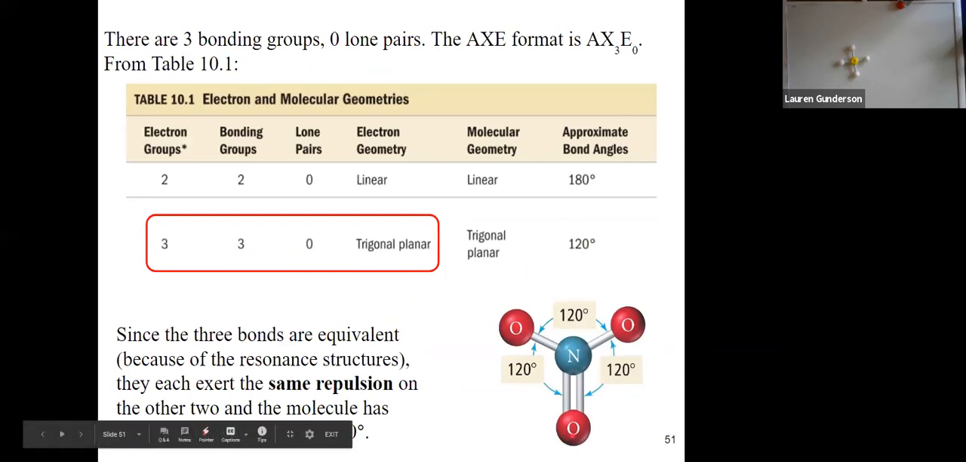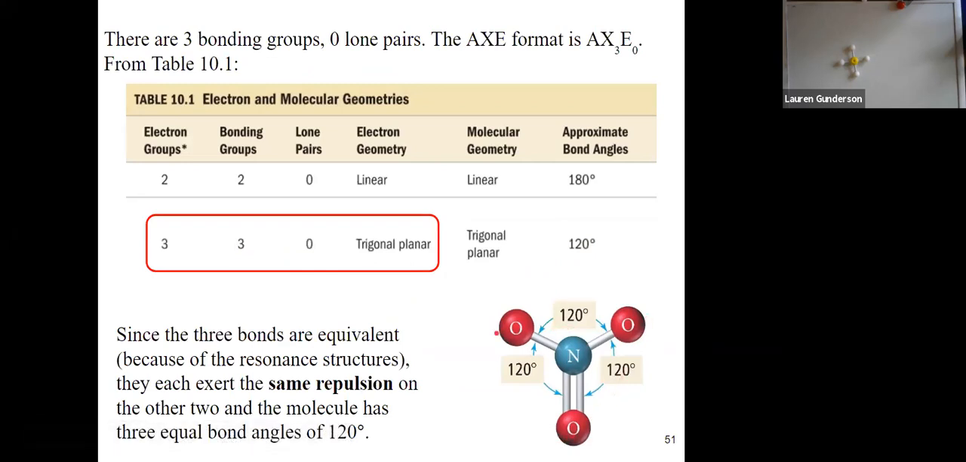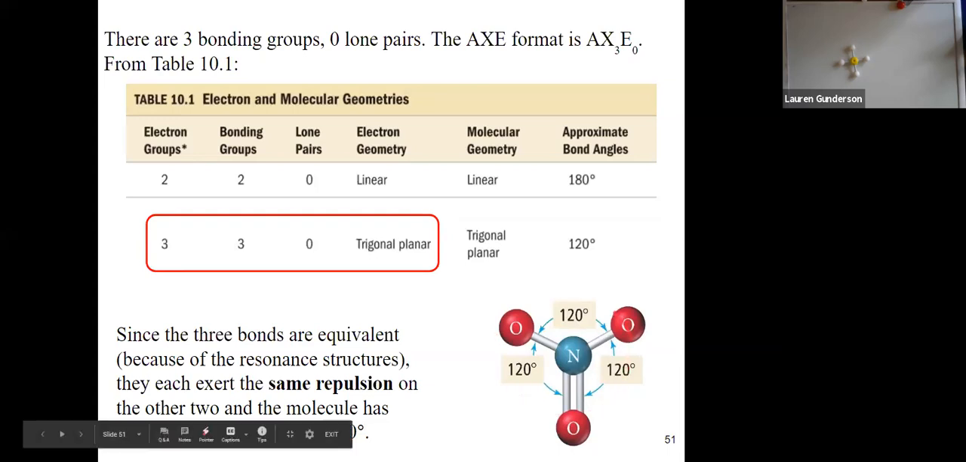See, there's no difference in the size of these terminal atoms, and there's no difference in the electronegativity of the terminal atoms. So this would be a perfect 120 degree separation, one from another.